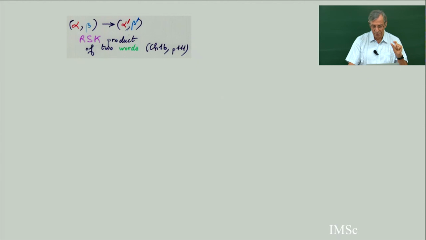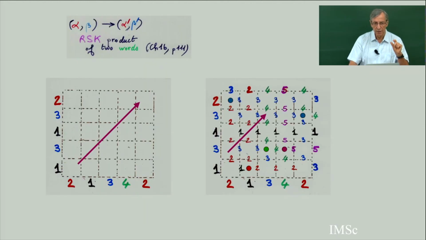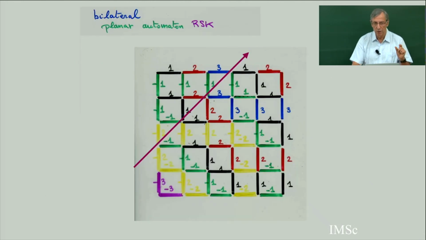But in general, if I take any word like this, I can do this process for any word. I don't need to start from a permutation. So I call this the RS product of alpha, beta. These two words, alpha and beta, give alpha prime, beta prime. I call this the RSK product of the two words.